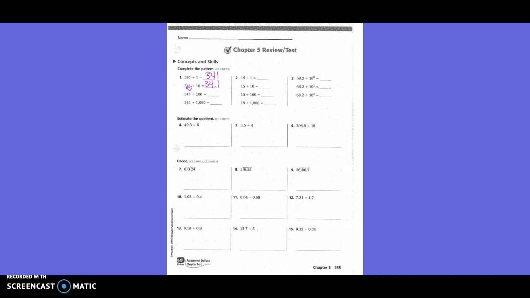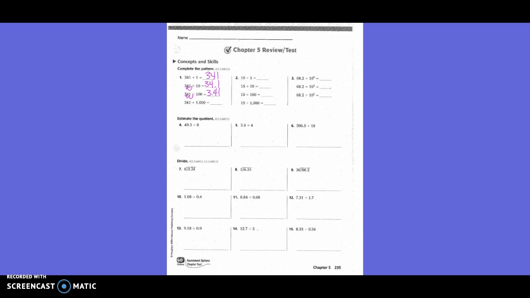341 divided by 100. How many places are we going to move our decimal over? Twice. So we're going to put our pencil here and loop it once, loop it twice. And our answer will be 3.41. Okay. Then we have 341 divided by 1,000.